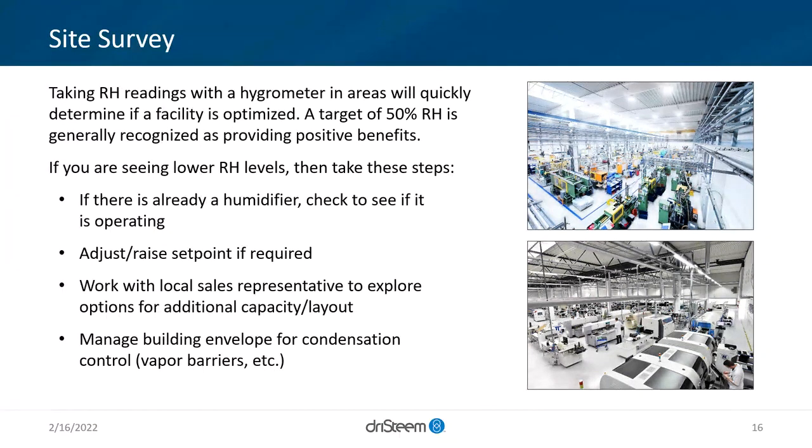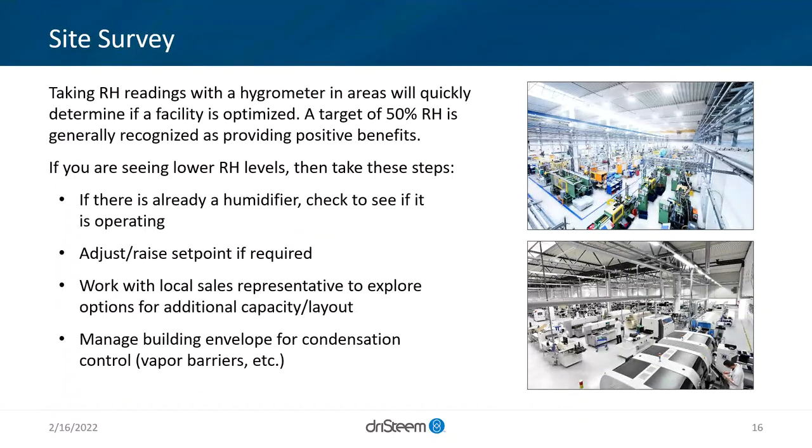So at that target of 50%, just picking a singular point within that range, if you're seeing lower than that, and there is a humidifier, check to see if it's operating. If there's no humidifier, then obviously contact a local sales representative of Dry Steam, and we'll come help explore options to understand your layout, your goals, your capacities, what you're really looking to get out of humidification control. It looks like I skipped a bullet point. If it was below your target set point for control, adjust or raise the set point.